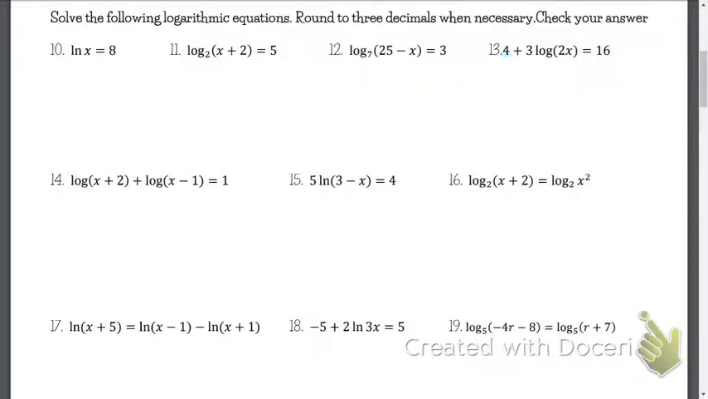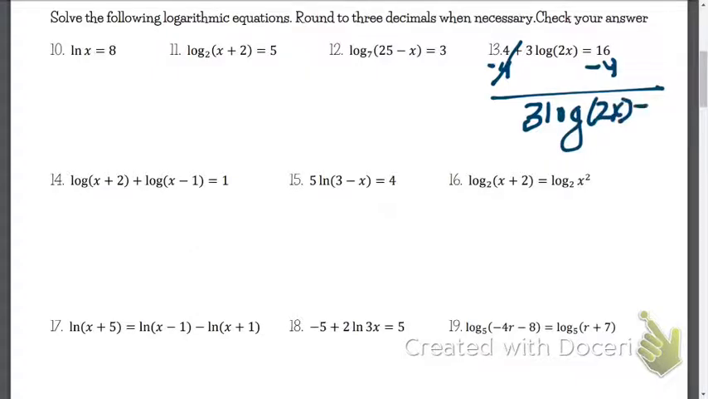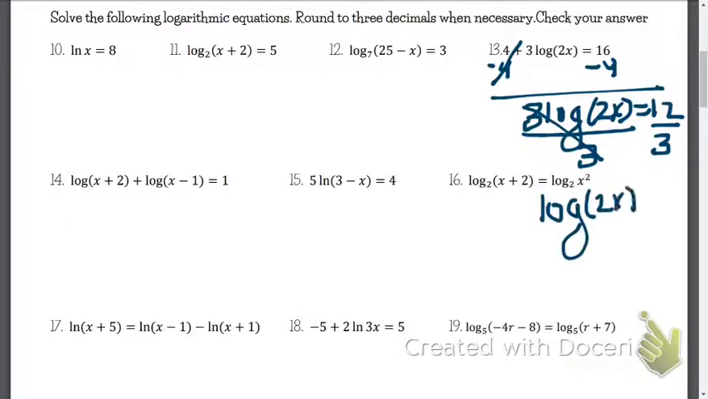So when solving equations, what do we do first? We get rid of our constants. So I'm going to subtract 4 from both sides, okay? So this will give us 3 log 2x is equal to 12. Okay? Now I'm going to divide both sides by 3. I'm going to get log 2x is equal to 4. Now does it look like 10, 11, and 12? Yes, there's nothing else going on. We're good. We just need now to convert.